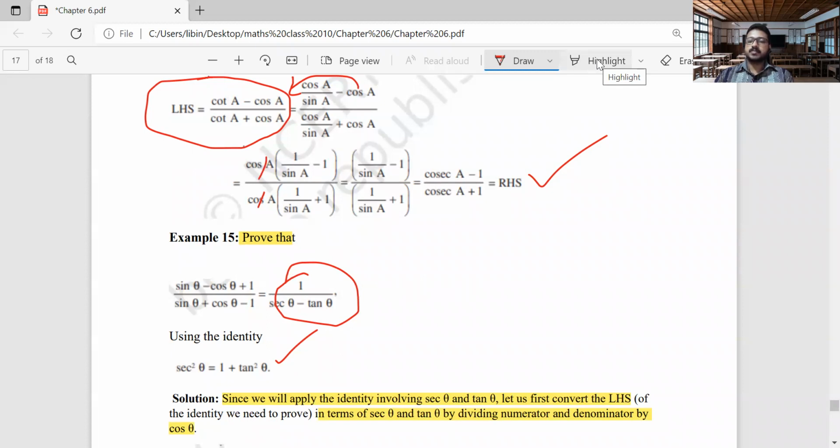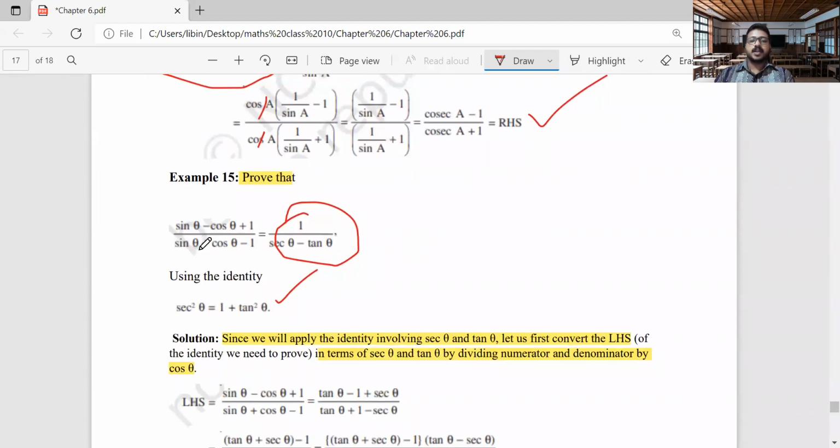We can see just by, we have to divide numerator and denominator by cos theta. Now look what happens. We are dividing both LHS and RHS by cos theta. So sin theta by cos theta, what happens? It becomes tan theta. Now minus cos theta divided by cos theta will result in just minus 1. Now 1 by cos theta will give you sec theta. Similarly in the denominator also, tan theta plus 1 minus sec theta.